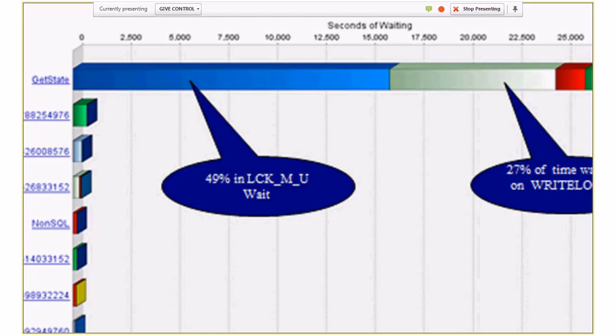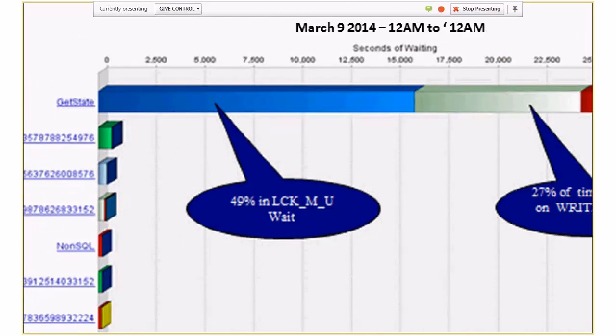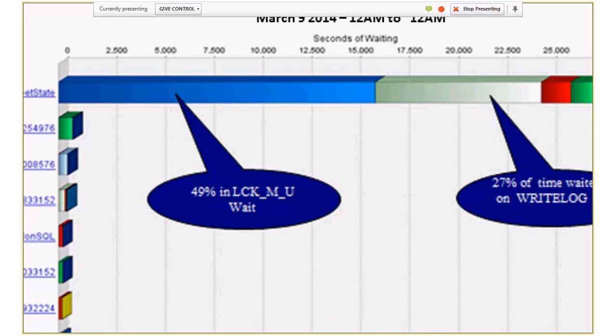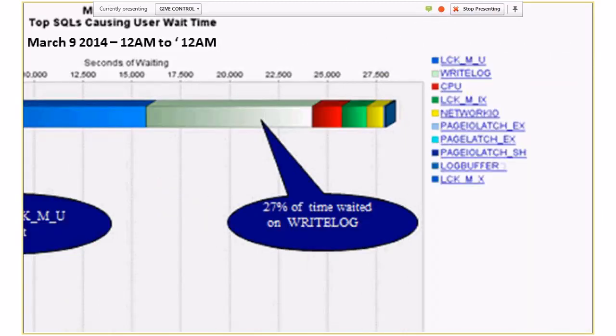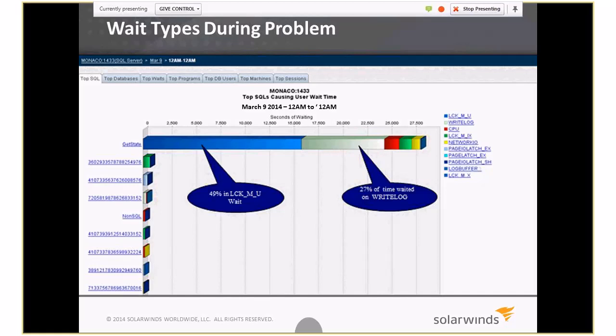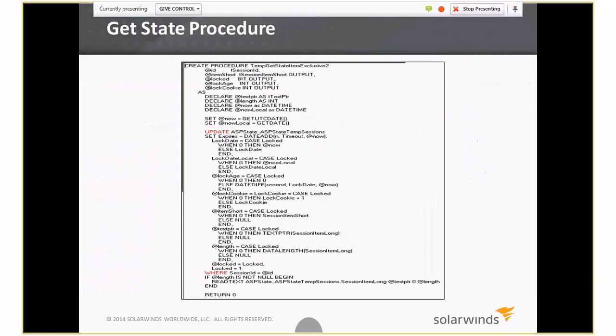This is how I can tell this was a 2000 database, because network I/O after 2005 changed to async network I/O. But basically, 76% of that was spent on those two waits. So where should we focus? On those waits, right? So let's go look at the procedure. Basically this is a stored procedure, and it was running that update there that you can see.